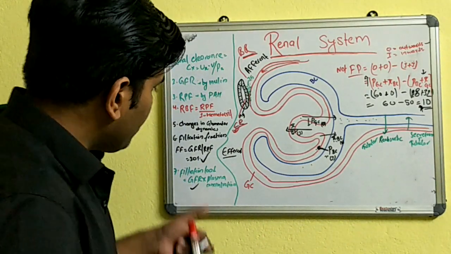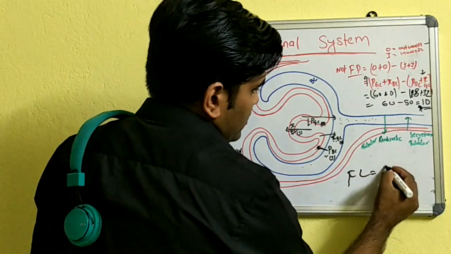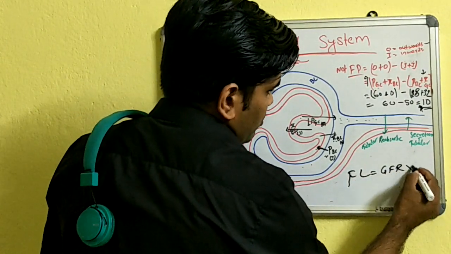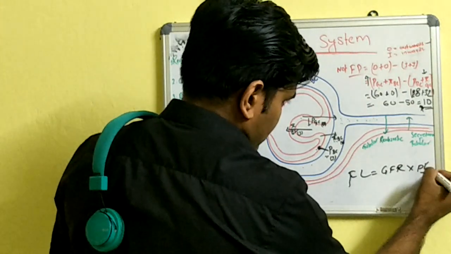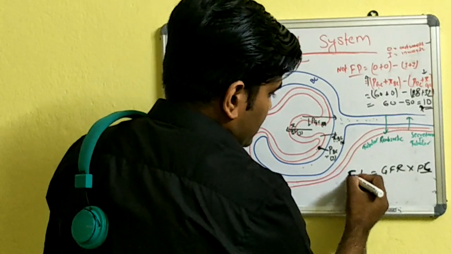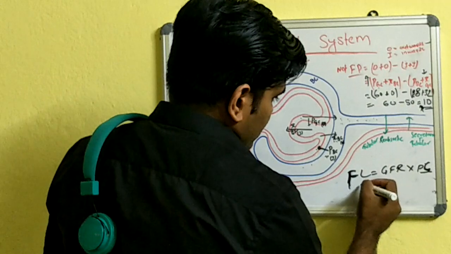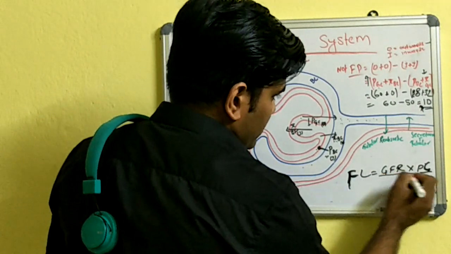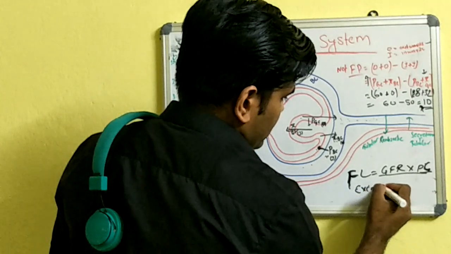Filtration load is GFR into plasma concentration. So the filtration load is what is filtered; then there is reabsorption as well. This is GFR into plasma concentration, which is the filtration load.